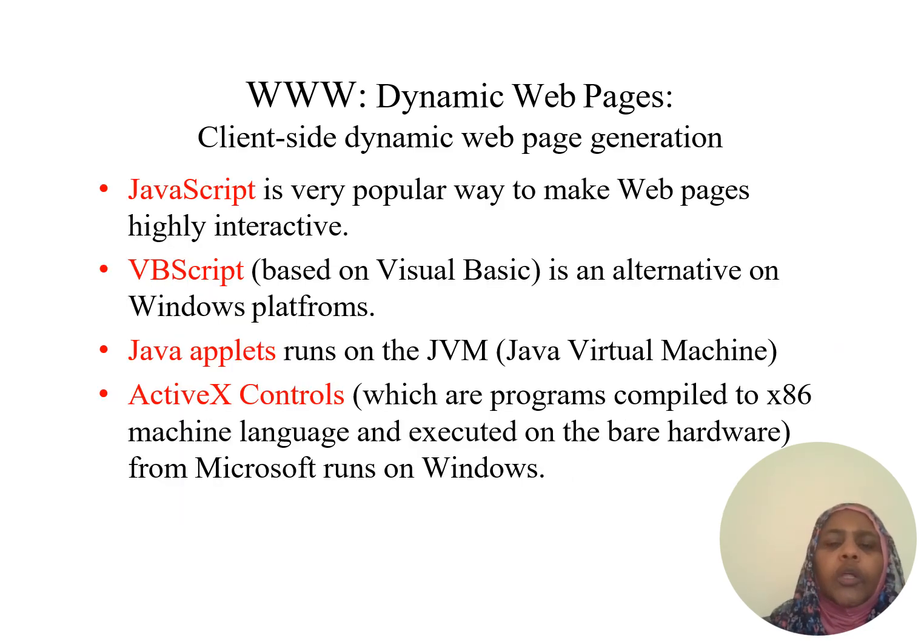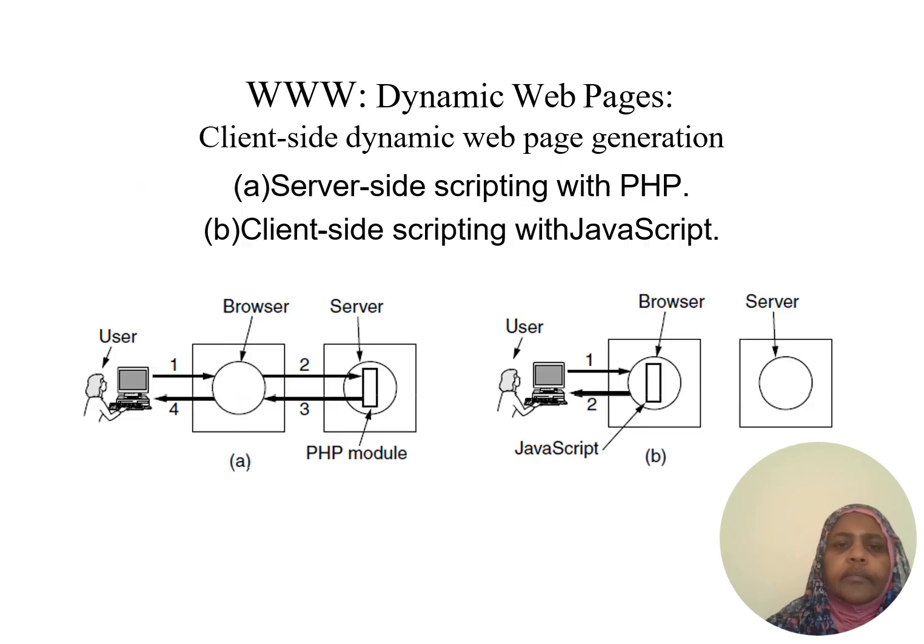The technologies that are used for creating client-side dynamic web pages are JavaScript, which is a very popular way for making web pages highly interactive. Visual Basic Script, based on Visual Basic, is an alternative for Windows platforms. Java Applets run on the Java virtual machine, which makes them suitable for any environment. ActiveX controls are programs compiled on x86 machine language and executed on bare hardware from Microsoft on Windows.